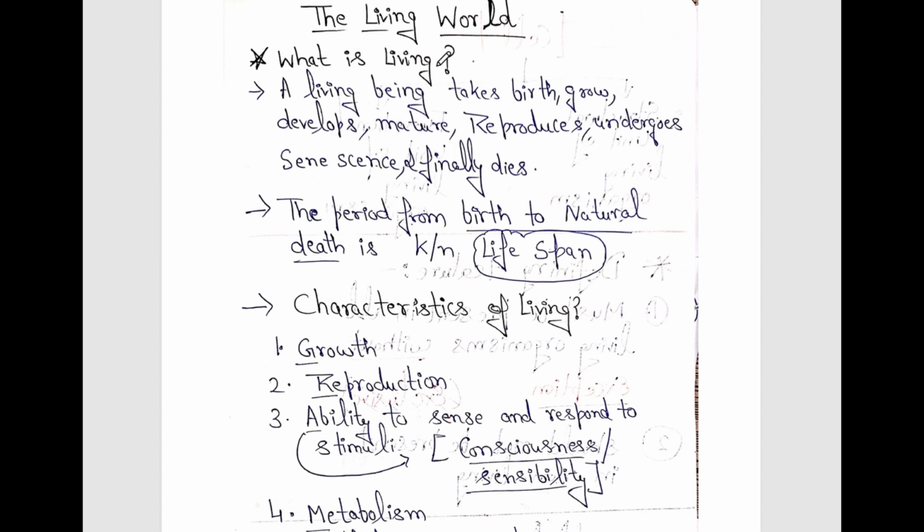Biology is the story of evolution of living organisms on Earth. Now, what is a living being? A living being takes birth, grows, develops, matures, reproduces, undergoes senescence, and finally dies. What is senescence? The process of growing old. It is the process by which a cell ages and permanently stops dividing but does not die. The period from birth to natural death is known as lifespan.